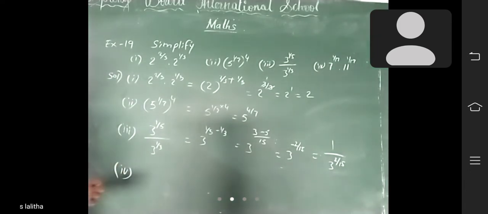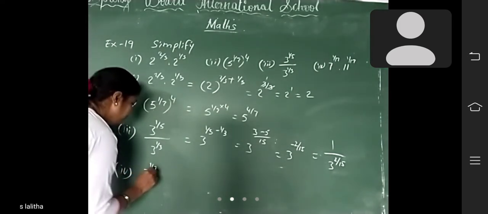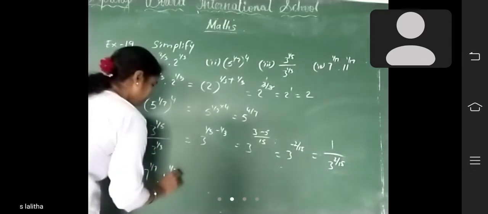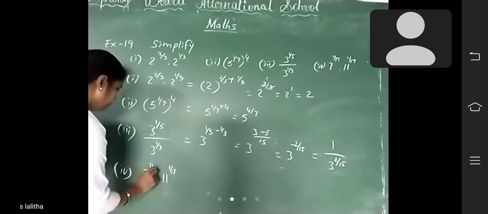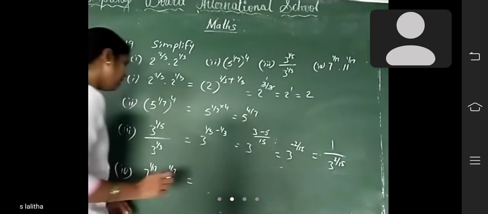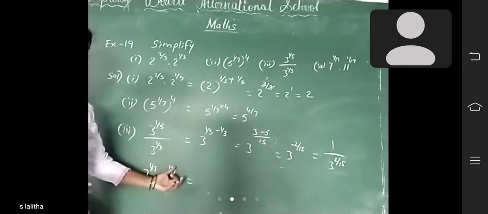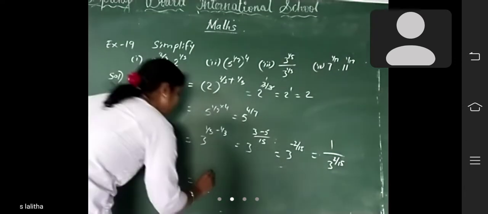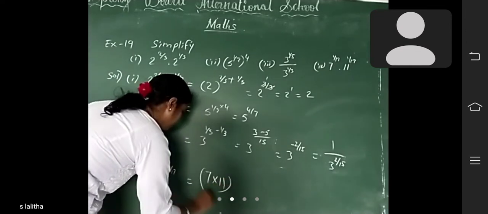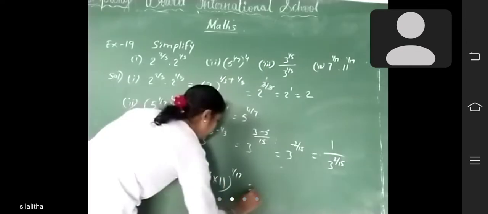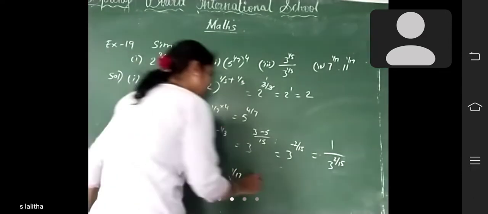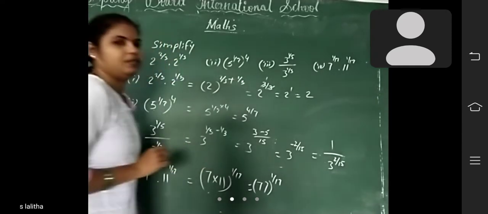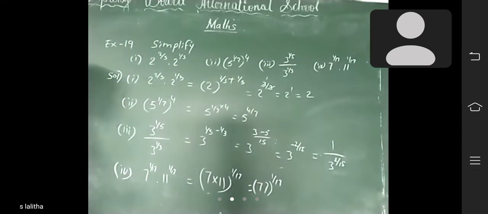Next, fourth one. 7 power 1 by 17 into 11 power 1 by 17. So here exponents are equal. Exponents are equal means you should multiply these two bases. So 7 into 11 whole power 1 by 17. 7 times 11, how much? 77 whole power 1 by 17. Okay children? Come on, write.